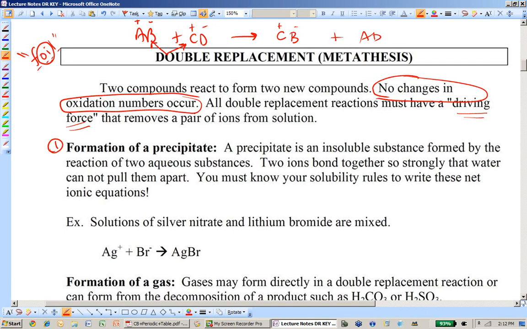That's why I said most of the time your beginning reactants are both soluble. And that doesn't mean their ions will all participate, but they're usually soluble. And a precipitate is an insoluble substance that's formed by the reaction of the two aqueous substances. So two ions bond together so strongly that the water cannot pull them apart. When water hydrates each ion, surrounds it, gangs up on it, and tries to attract them away from each other, no, the water can't do it. It's just overpowered by the strength of that bond. So you must know your solubility rules, like I said, over and over and over again.